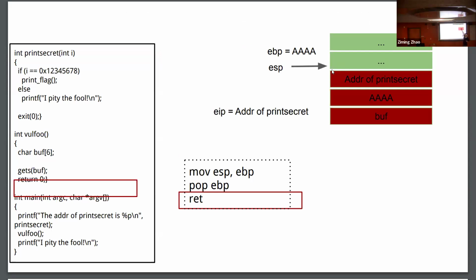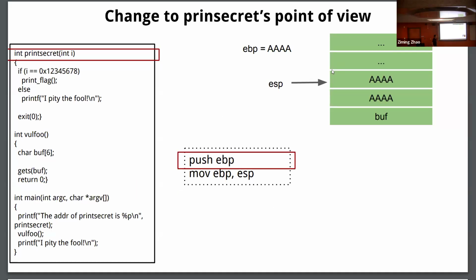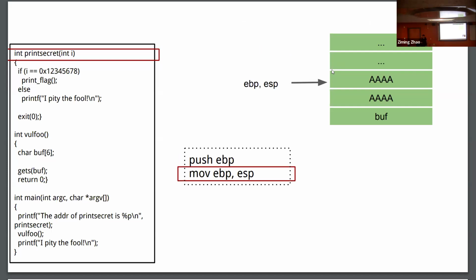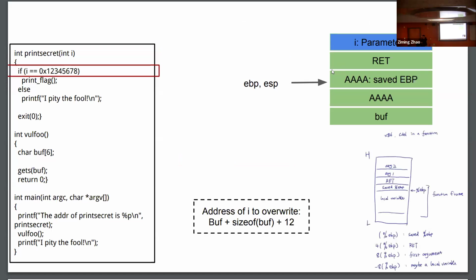Previously, we used buffer overflow to override the address, but now the beginning of print secret will override this, and it will write the garbage value for A's there. After this, we will actually have two copies of those 4 bytes of 4 A's in this place. And that's what I'm talking about, the 4 bytes off, right? And after that, we're going to move ESP to EBP. So both of them point to the higher 4 bytes of those 4 A's.